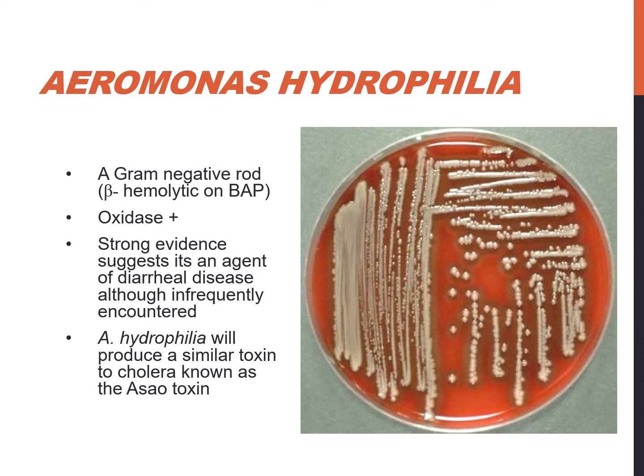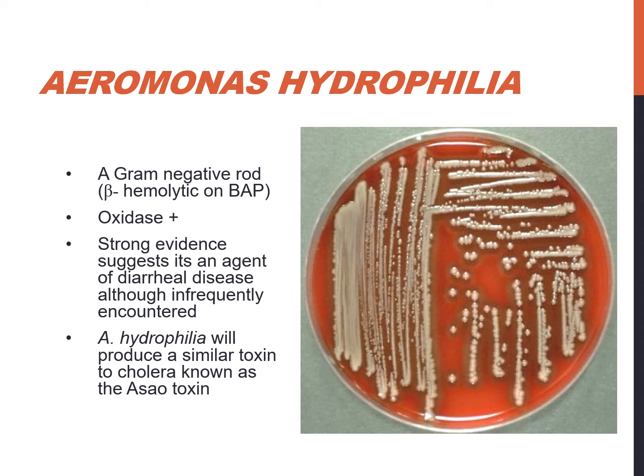It's going to be beta-hemolytic on blood agar, so all the time that we're dealing with stool cultures, we're always looking for beta-hemolytic, oxidase-positive organisms. That could be a Vibrio or it could be an Aeromonas. Okay? If you have an oxidase-positive beta-hemolytic organism on blood agar, this strongly suggests that you are dealing with Aeromonas hydrophila.